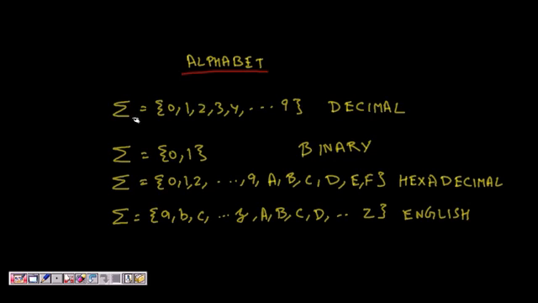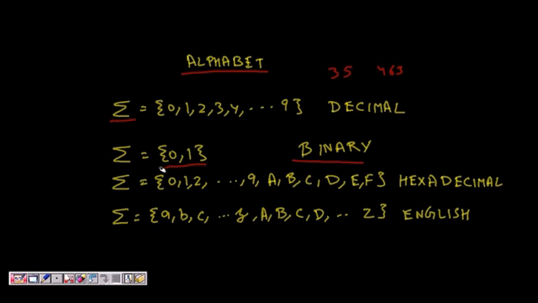An alphabet is denoted by sigma. For example, for the decimal number system, we have the alphabet as the set of numbers 0, 1, 2, 3, 4 till 9. So if you want to write any decimal number, 35, 463 or whatever, you have to use symbols from this alphabet. Even for binary numbers, we have the alphabet as 0 and 1. So sigma is 0 and 1 for binary numbers.